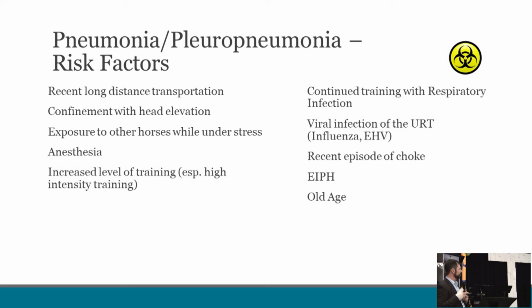So things that can actually interfere with the immune system and cause an infection to develop are recent long-distance transportation, particularly if the horse was confined with their head elevated. Exposure to other horses while under stress, going through anesthesia, having an increased level of training, especially entering into high-intensity training, continuing through training in the presence of a respiratory infection, having a viral infection of the upper respiratory tract, such as getting over a flu or a bout of herpes virus as well, recovering from a recent episode of choke, exercise-induced pulmonary hemorrhage, and old age.